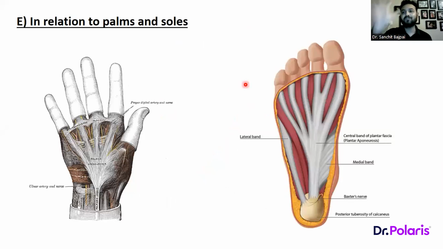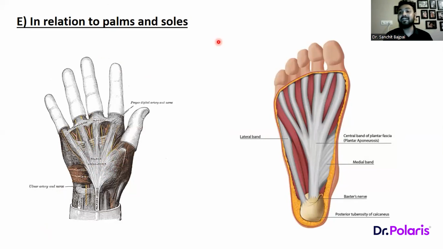Now I come to the fifth modification of deep fascia, which is in relation to the palms and soles. If I'm asking you this question, you stretch your palm. Can you feel the center of your palm? You will feel that this particular area of the palm is very, very thick. This thickness of the palm is given by something called an aponeurosis.